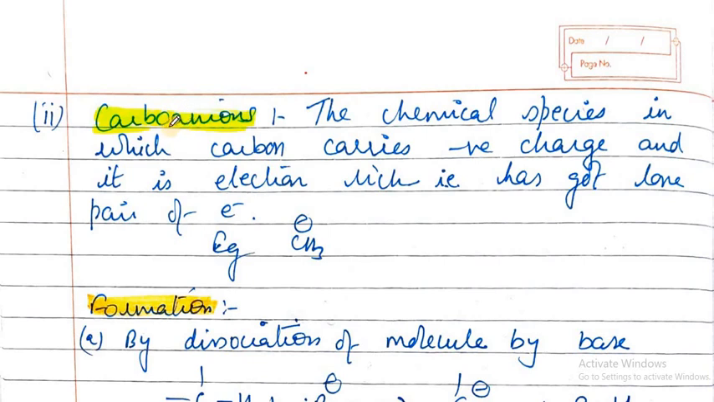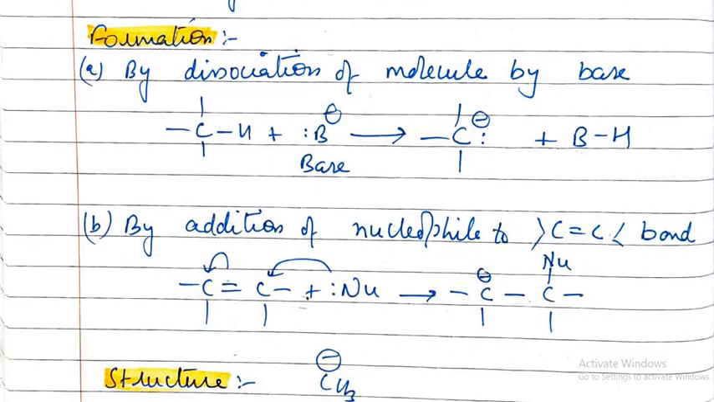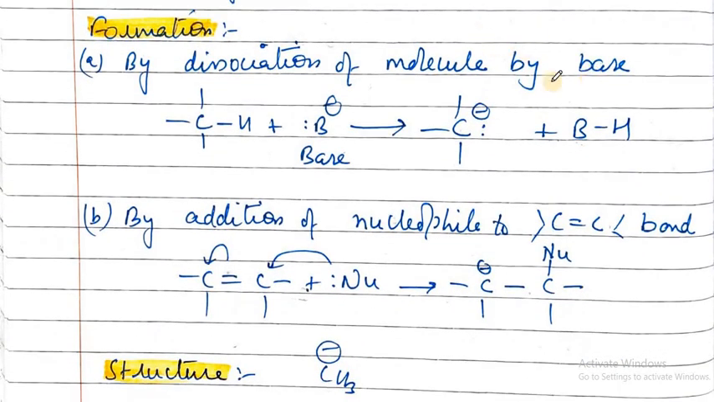As the name indicates, anion means negative charge and carb means carbon. So the chemical species in which carbon carries negative charge, is electron rich and has a lone pair of electrons is called a carbanion. So carbanions are species in which carbon carries negative charge and has a lone pair of electrons. Example, CH3 negative.